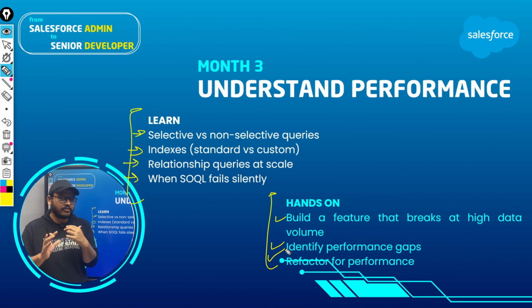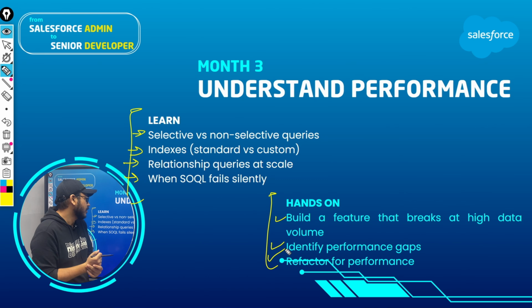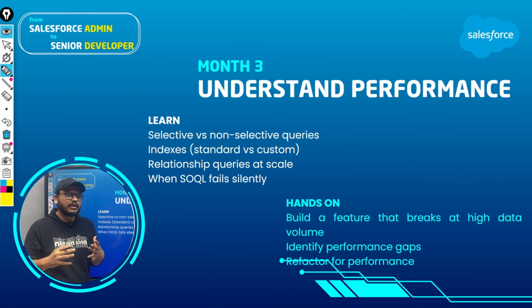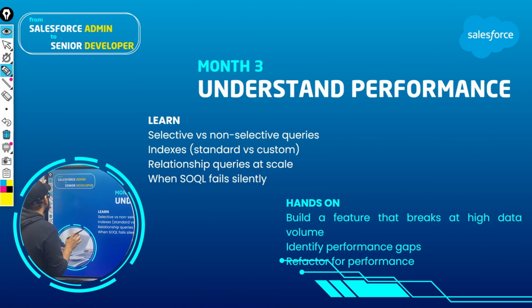So this is going to be the critical hands-on here. I know it is not going to be very simple, but you're targeting this for an entire month. So you'll have to try building some sort of logic or a feature where it fails, and then try to understand where the gap is, then try to fix the gap. All right. So this is going to be a critical learning path which will help you understand how we identify the performance gaps and then how we fix them. So it is going to be a huge learning.